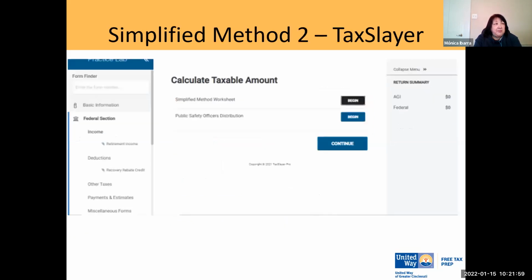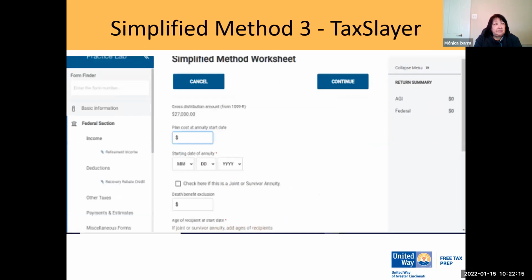Okay, so there's a simplified method worksheet. This is just taking you through what TaxSlayer is going to show you once you go to the alternate method and pick the simplified method worksheet. This is what it's going to ask you: the gross distribution amount, which will pull in automatically, and then the cost of the plan at the annuity start date. You need to put in the information that they ask for.